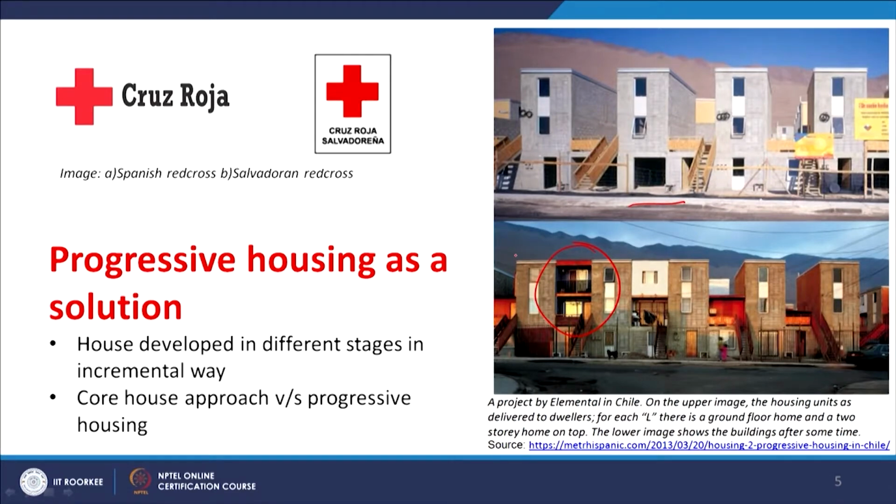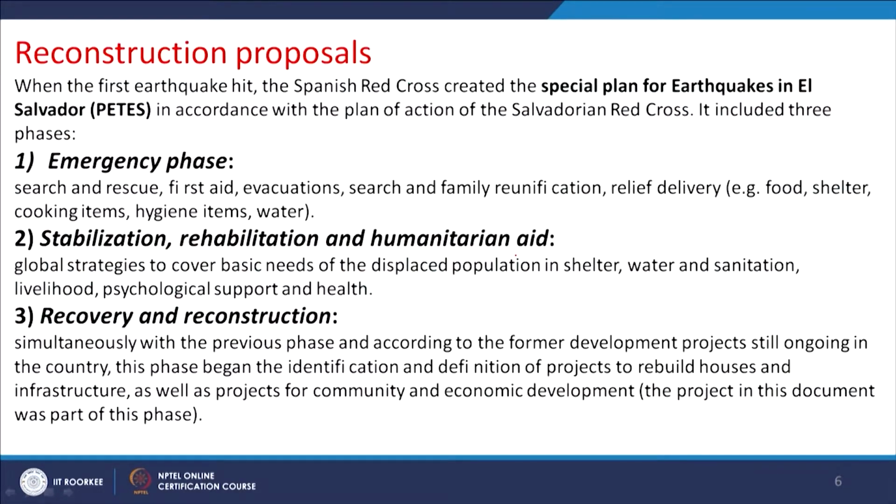Whereas in the progressive approach, unlike the core dwelling, it's not about making a house bigger, but we are making a house finished, in a complete manner. That is the most important aspect of the progressive approach.